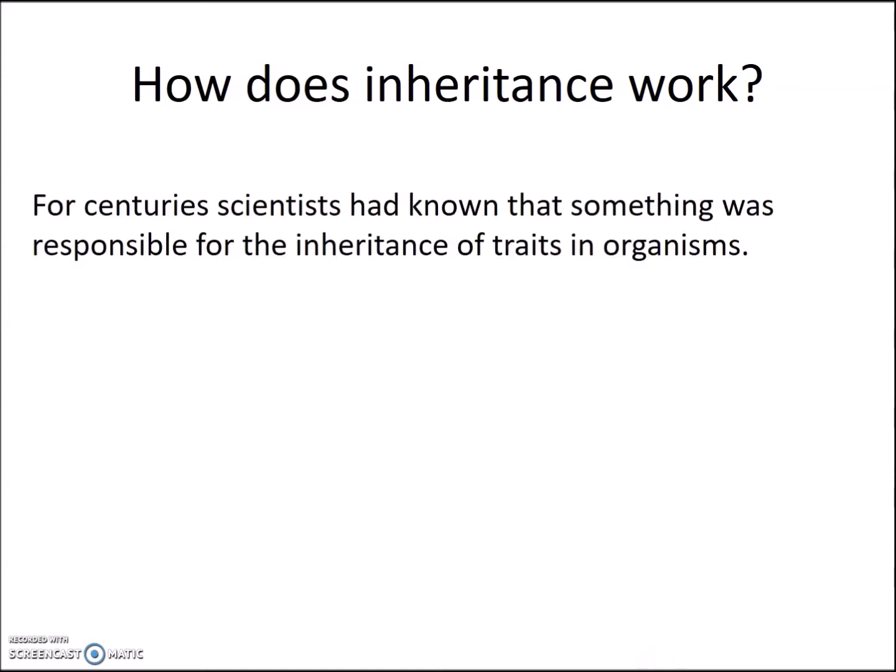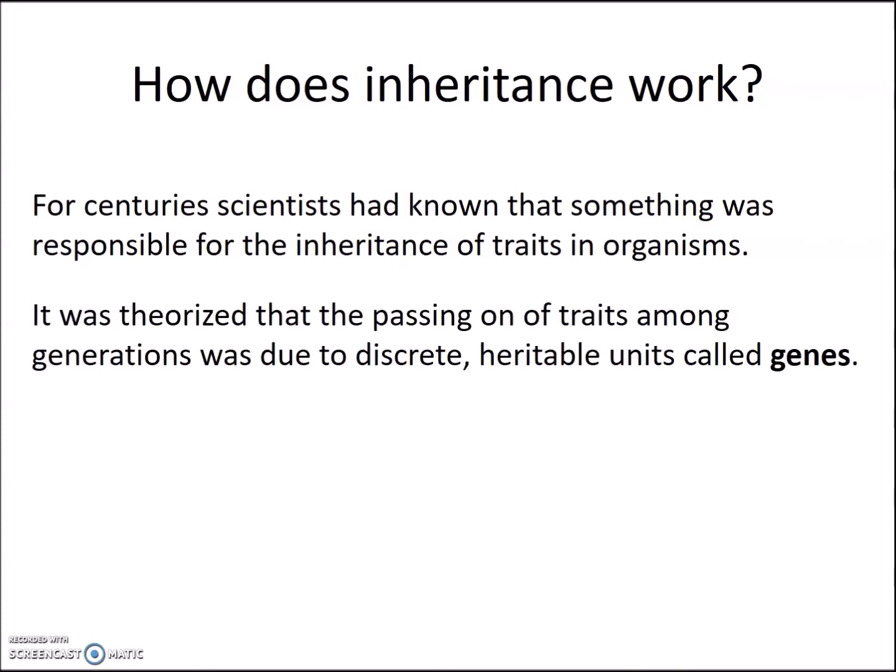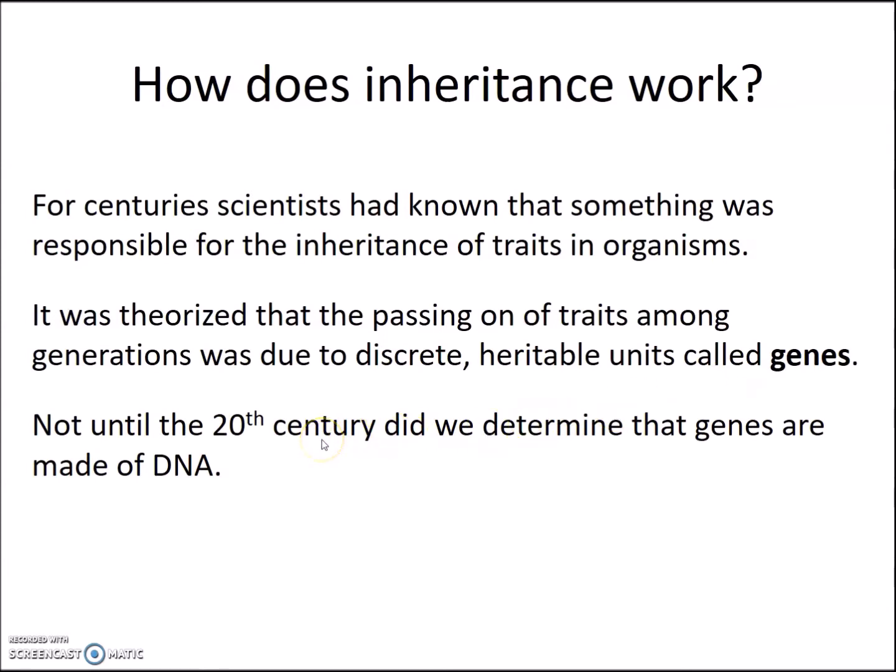For centuries, scientists knew that there were traits passed from parents to offspring. We had used the term genes for a long time before we even knew what DNA was. Whatever that unit was that got passed from parents to offspring, we gave the term genes to. And that term is still valid today. It's just that now we can tie a gene to a specific molecule. And that happened relatively recently.